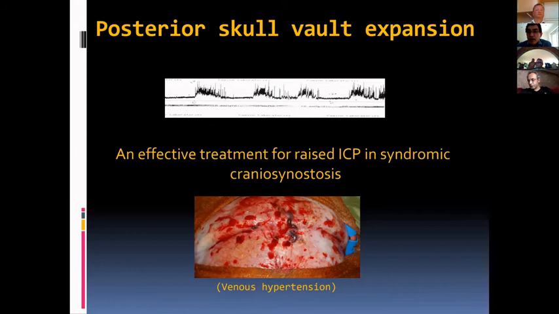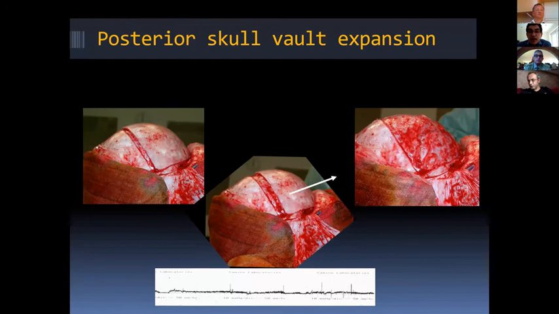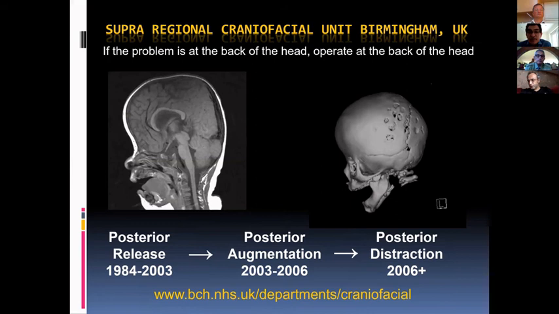Here is an example. This is a raised intracranial pressure before decompression. You can see the diploic veins, collateral circulation. After we do a posterior calvarial release, the pressure goes down, and that creates the space. Initially, we only did a posterior release up to 2003. Since then, we've been doing augmentations and distractions.